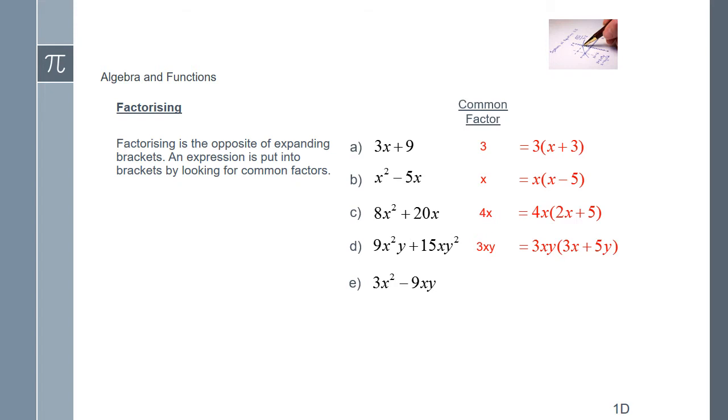3x squared minus 9xy. Look at the numbers, 3. Look at the x's. There's an x that goes into both. Look at the y's. There's no factor there. So 3x is the highest common factor. 3x(x minus 3y).